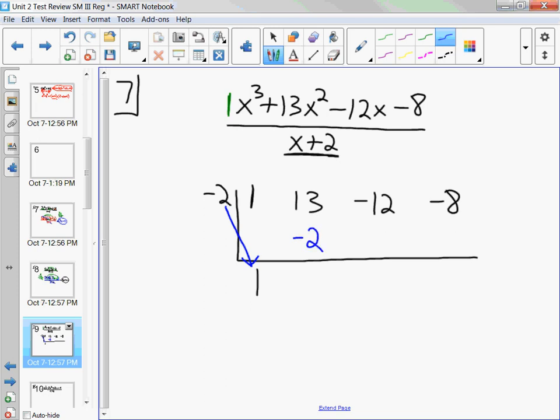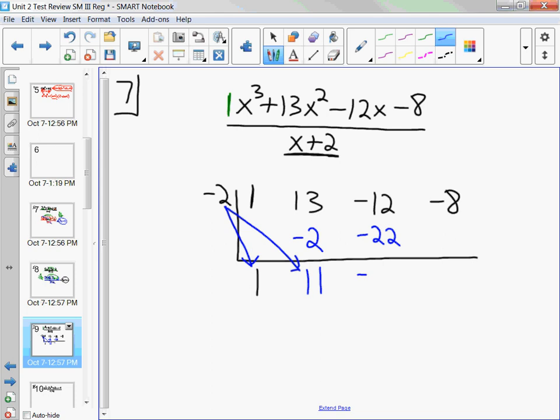And I'm going to add those two numbers. 13 plus a negative 2 makes 11. Then I'm going to multiply this negative 2 by that 11. I'm going to keep repeating that pattern. Negative 2 times 11 is negative 22. Then I'm going to add those two numbers.